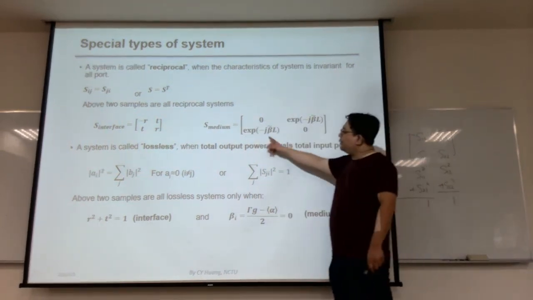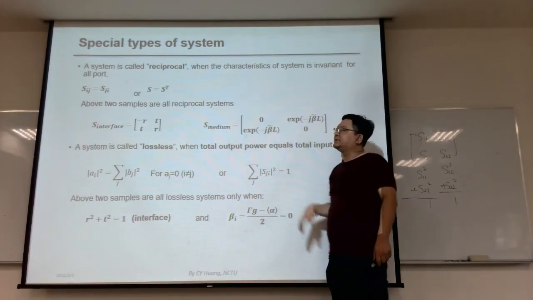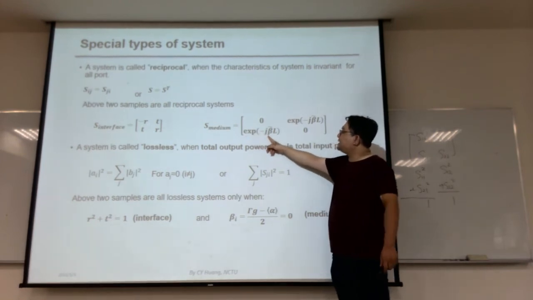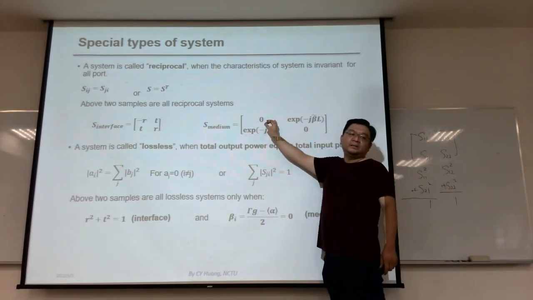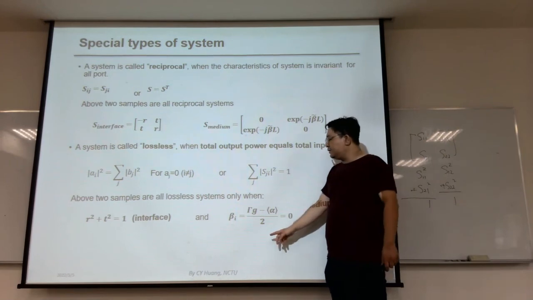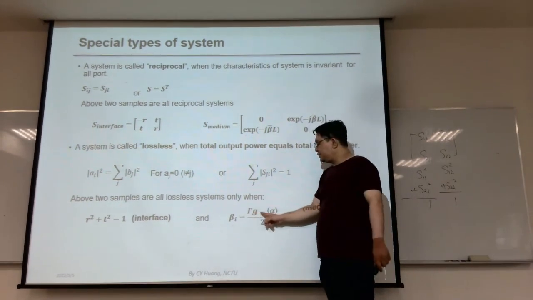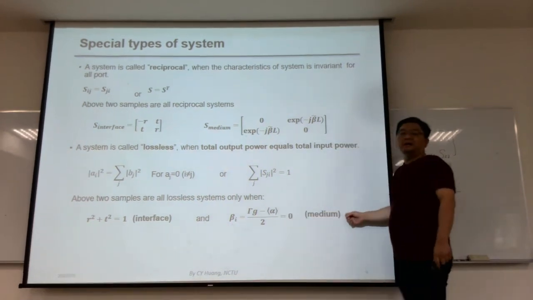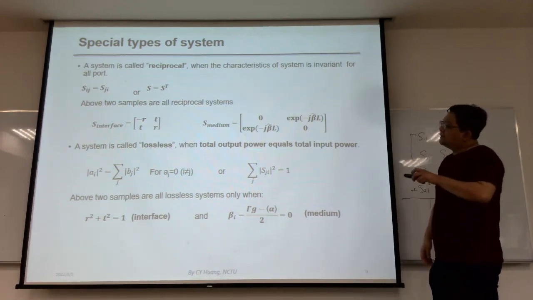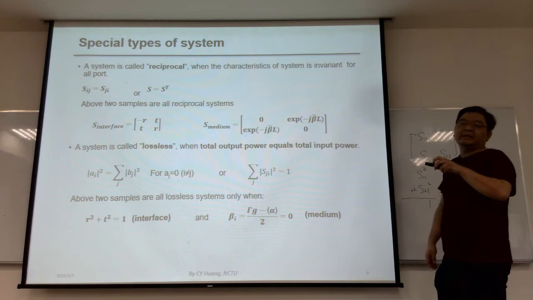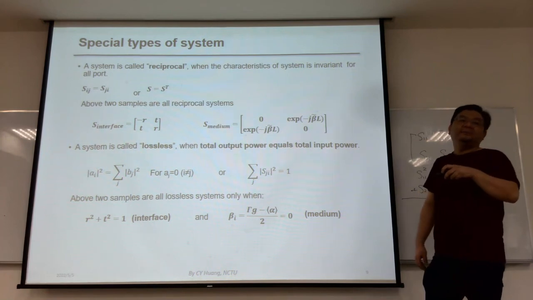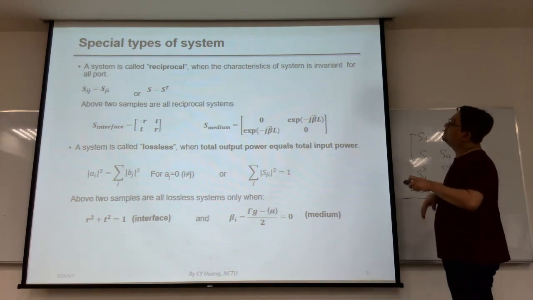And similarly, for a medium to be lossless, it only happens if the magnitude squared of exponential minus j beta l is 1. This only happens when there's no imaginary part. That means gamma is equal to j beta, with alpha equal to 0. So it's the transparent condition of the semiconductor. So the interface and the medium are naturally reciprocal, but not necessarily lossless. It could be, but not necessarily.